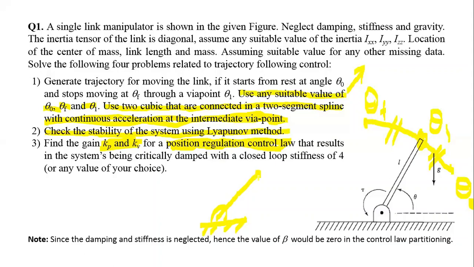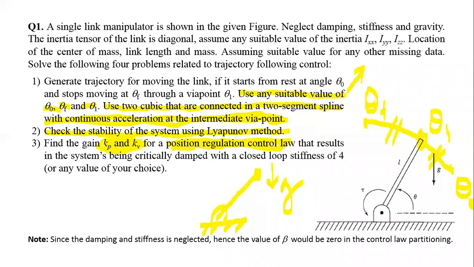to maintain this position. Even if gravity is applied or any disturbance applies, the controller should still regulate this position, and it should not allow the link to deviate from this particular position. So this position needs to be regulated. For that purpose we apply a position regulation control, and in the position regulation control we require two parameters, Kp and Kv, and their values need to be calculated.